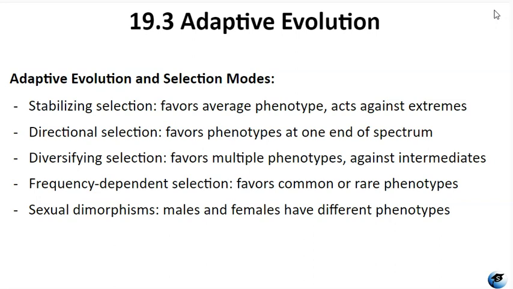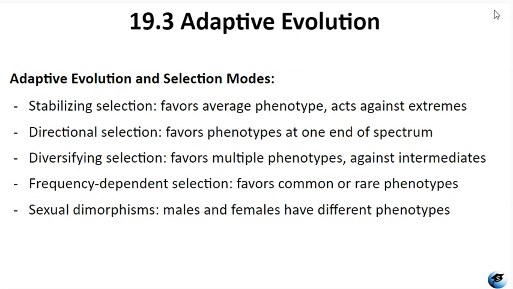Stabilizing selection occurs when natural selection favors an average phenotype and is against extreme variations. For instance, in a population of forest-dwelling mice, individuals with fur color closely matching the forest floor have a higher chance of survival as they blend in better and they're less likely to be detected by predators.